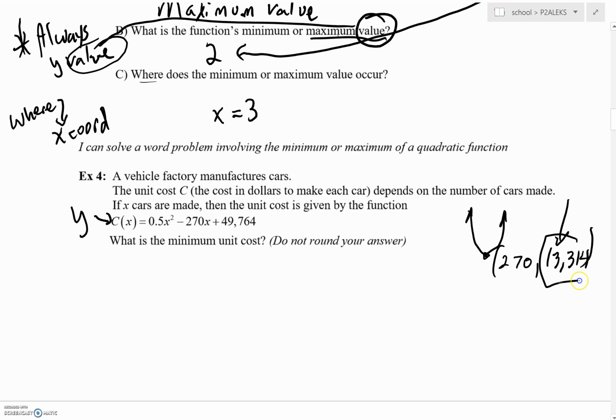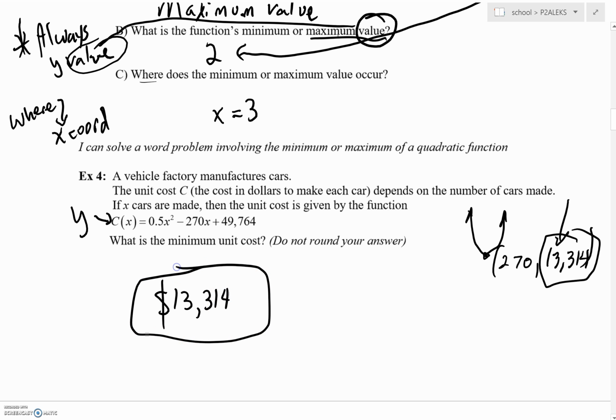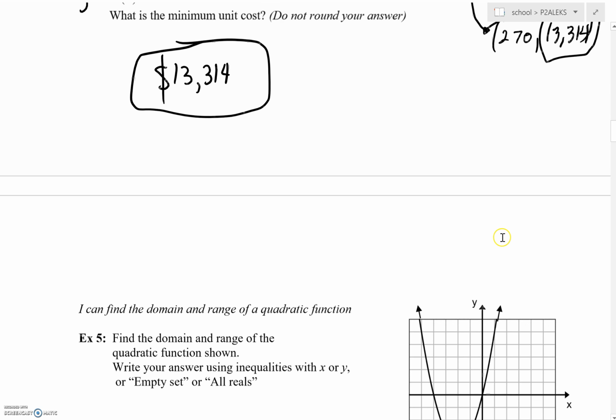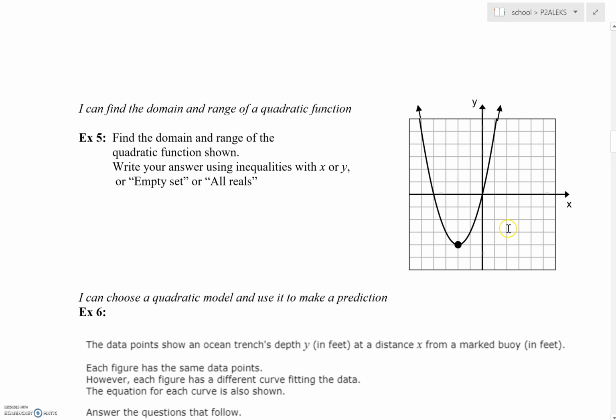So that cost for the car, the minimum cost per car, is $13,314. It happens to occur if you're producing 270 cars if X cars are made. But they just want you to go straight to that. Okay, well, let's keep going over here.